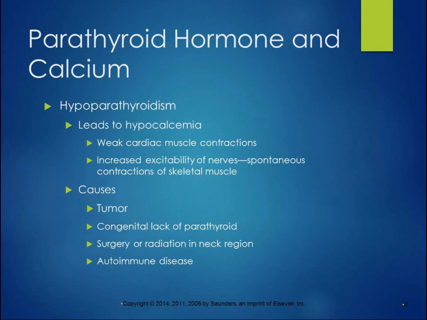So you need calcium circulating in the blood for muscle contractions, particularly cardiac muscle contractions, and for nerve impulses. So if you have hypocalcemia, you have weak cardiac muscle contractions and increased excitability of nerves. So sometimes you'll get muscle spasms, spontaneous contractions of those skeletal muscles. Hypoparathyroidism can be caused by a parathyroid tumor. It can be caused by congenital lack of a parathyroid. It can be caused by surgery or radiation in the neck region or autoimmune disease.